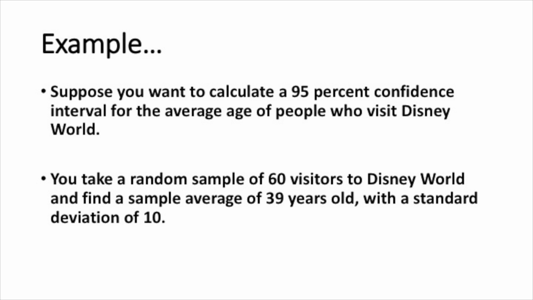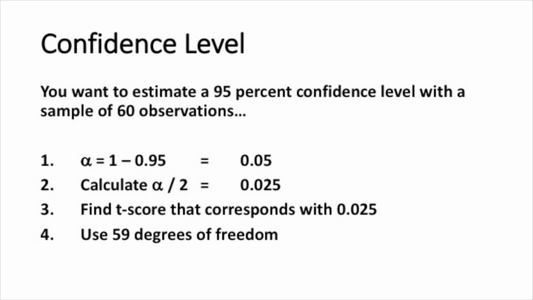Okay, so you take a random sample of 60 visitors to Disney World and find a sample average of 39 years old with a standard deviation of 10. Again, this is information you could collect. You could go into Disney World. You might get in trouble with the people that run Disney World. You might get in trouble with Mickey Mouse. But you could ask a random sample of 60 visitors how old they are. Let's say your sample average is 39 years with a standard deviation of 10.